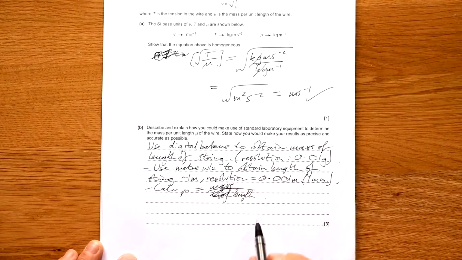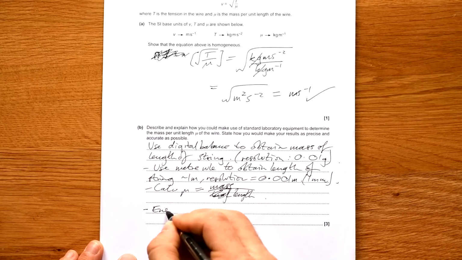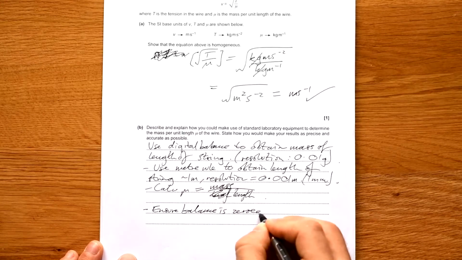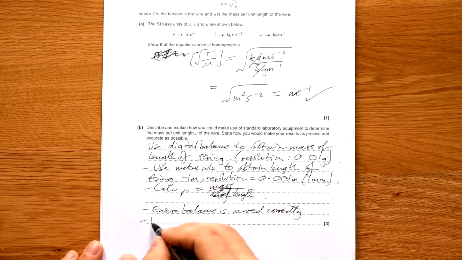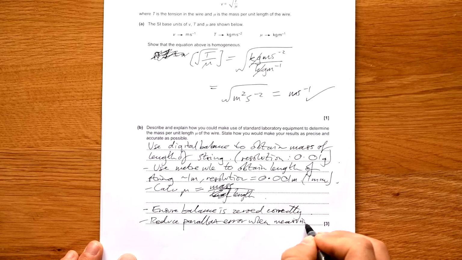How would you obtain precise and accurate results? Well, you could also ensure the balance is zeroed correctly, and also reduce parallax error when measuring length.